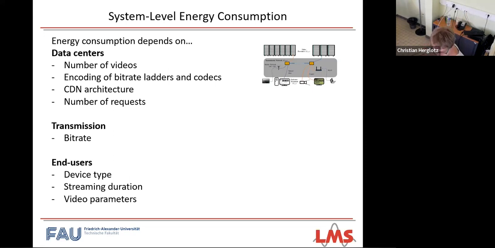We also tested and tried to find out about audio, and it is quite negligible. It's really quite negligible nowadays.